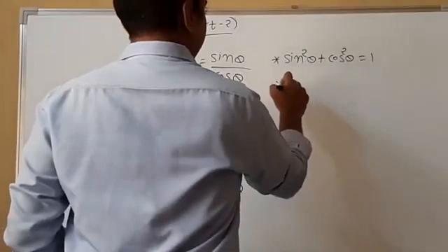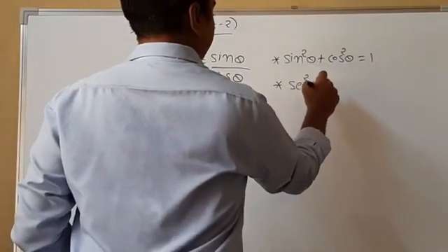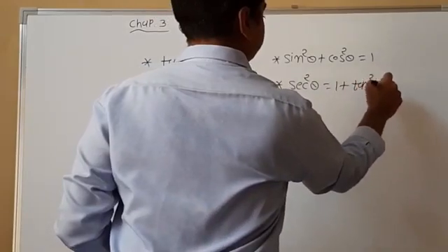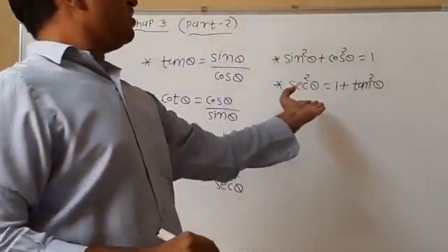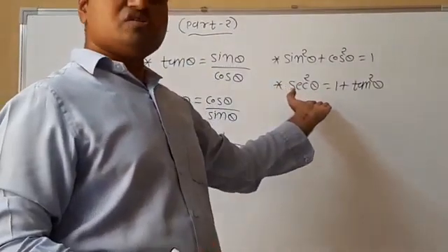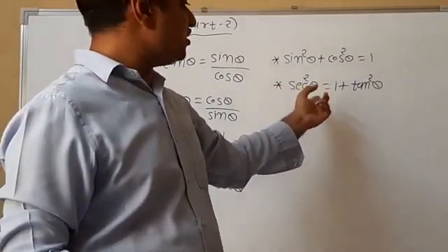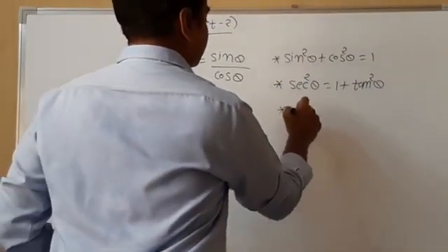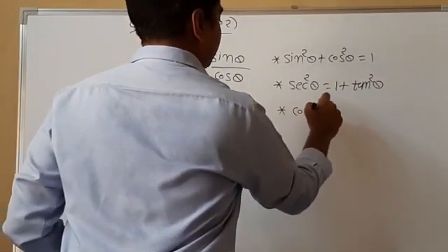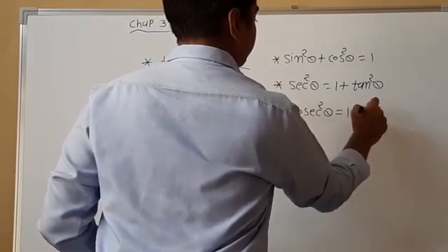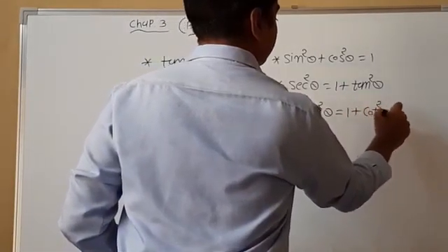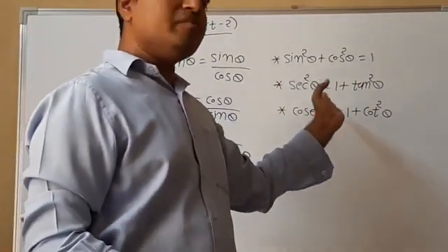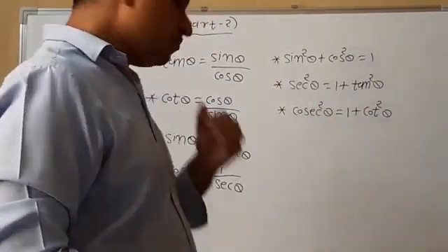Also, sec square theta is equal to 1 plus tan square theta. Tan square theta can also be written on this side, so sec square theta minus tan square theta is equal to 1. And cosec square theta is equal to 1 plus cot square theta. Again cot square theta can be written on this side, so cosec square theta minus cot square theta is equal to 1.